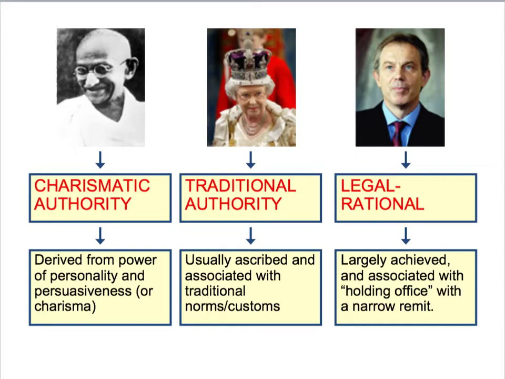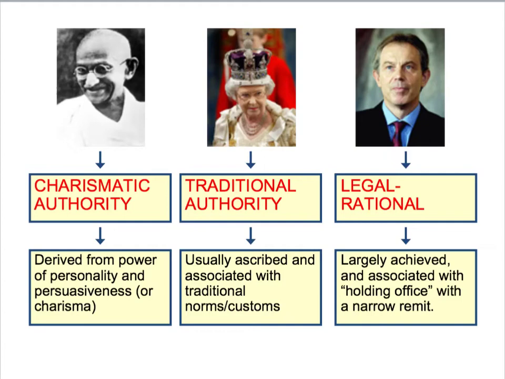Firstly, we've got a very personal form of authority called charismatic authority, and this is where people will obey a political leader because of their personal qualities. So well-known charismatic political leaders from recent history would include people like Gandhi and Martin Luther King. And then secondly, you've got traditional authority, which is based on the authority of deeply embedded social customs and traditions.